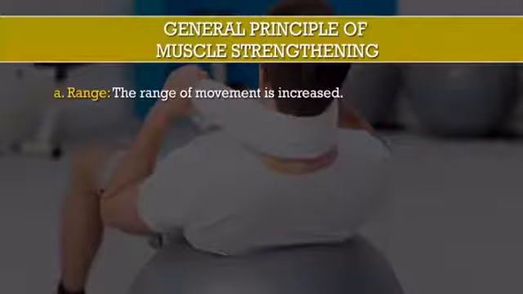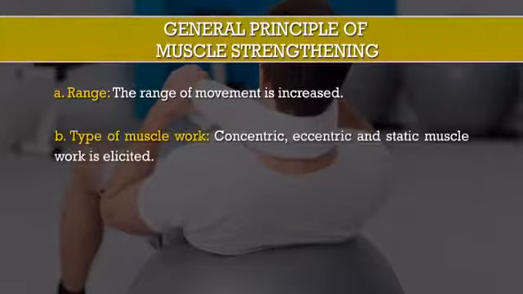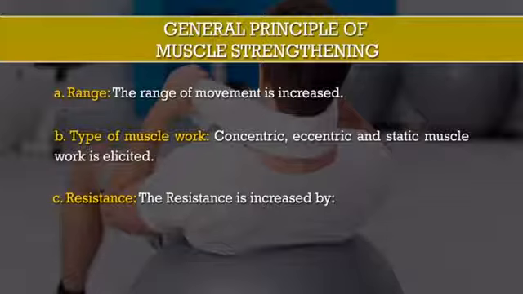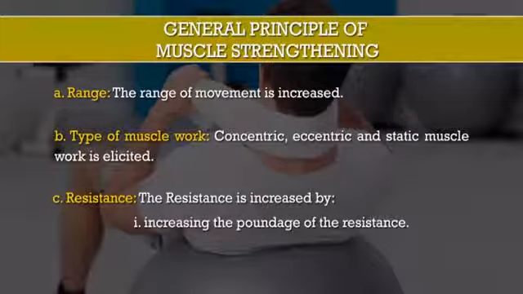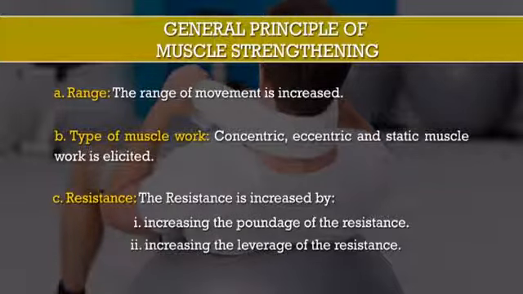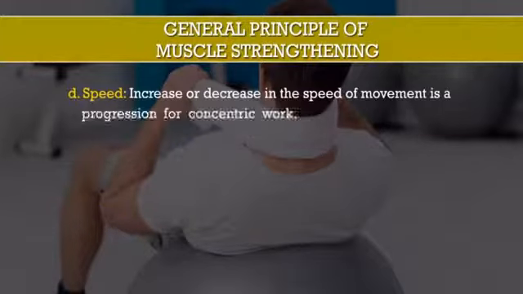In this we have range. The range of movement is increased. Type of muscle work. Concentric, eccentric and static muscle work is elicited. Resistance. The resistance is increased by increasing the poundage of the resistance, increasing the leverage of the resistance. Speed. Increase or decrease in the speed of movement is progression for concentric work. Decrease in speed is a progression for eccentric work, and lengthening of contraction period is a progression for static holding.